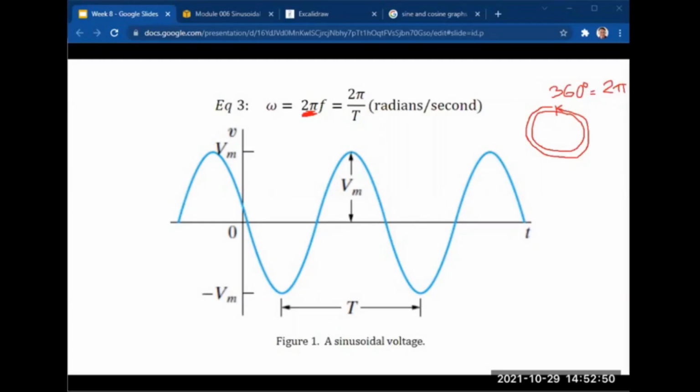So omega is 2 pi times frequency, meaning how many complete revolutions our sine wave can do in a certain amount of time, times the frequency. That's why it is 2 pi f or 2 pi over T. So that's omega, from our formula omega t plus phi. So next is the phi.